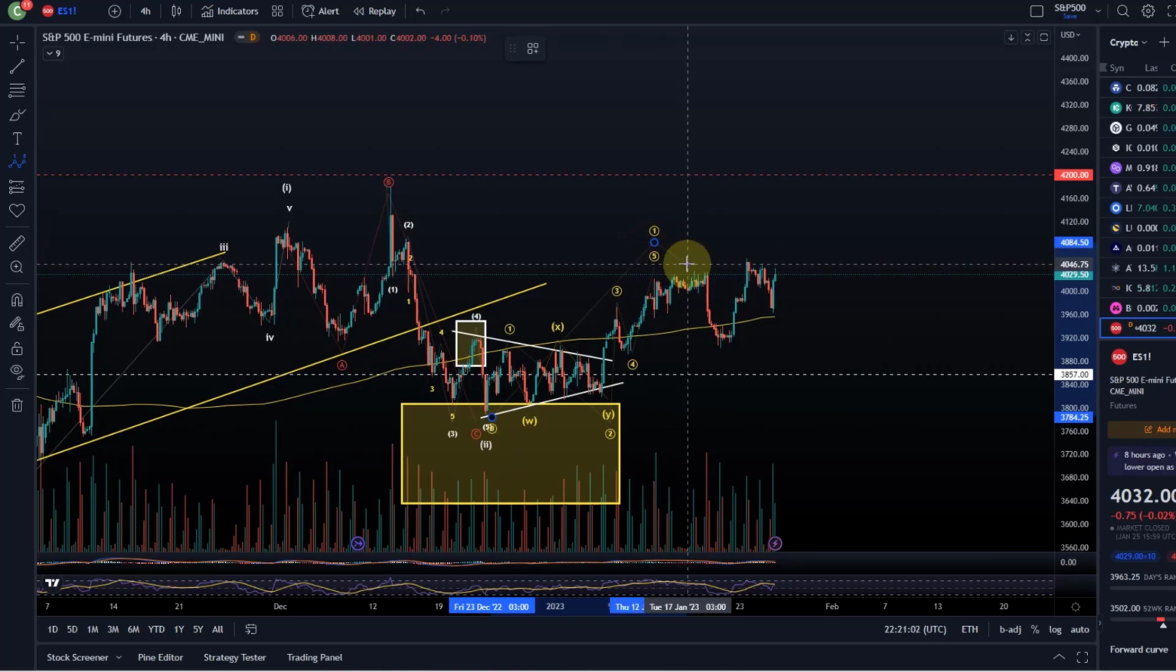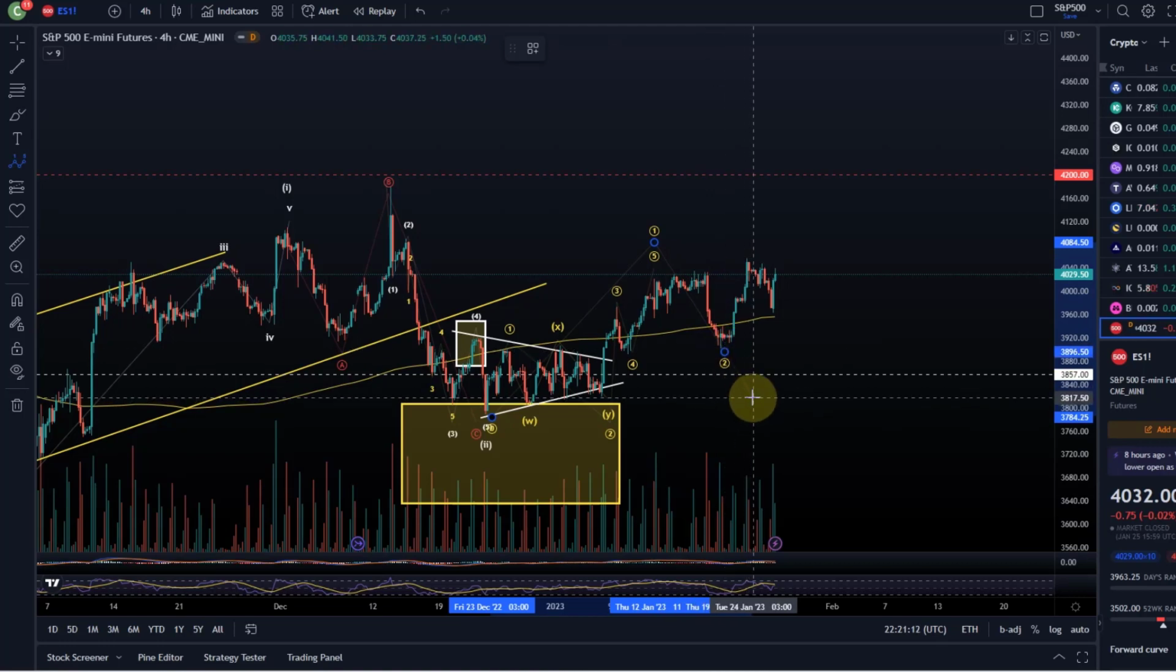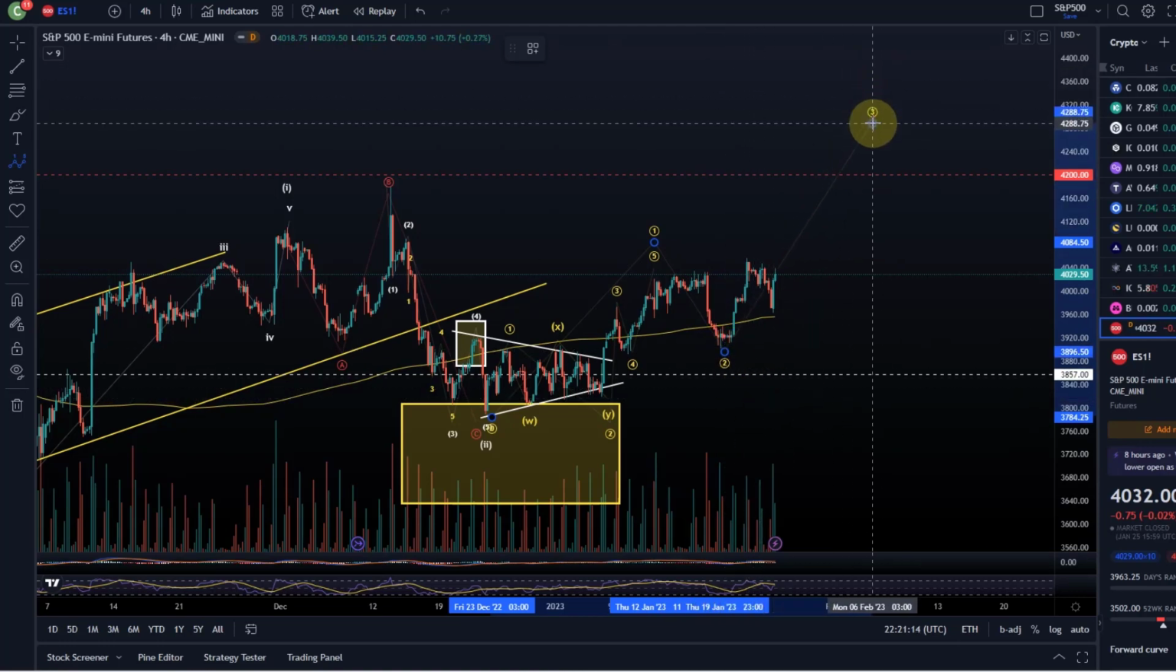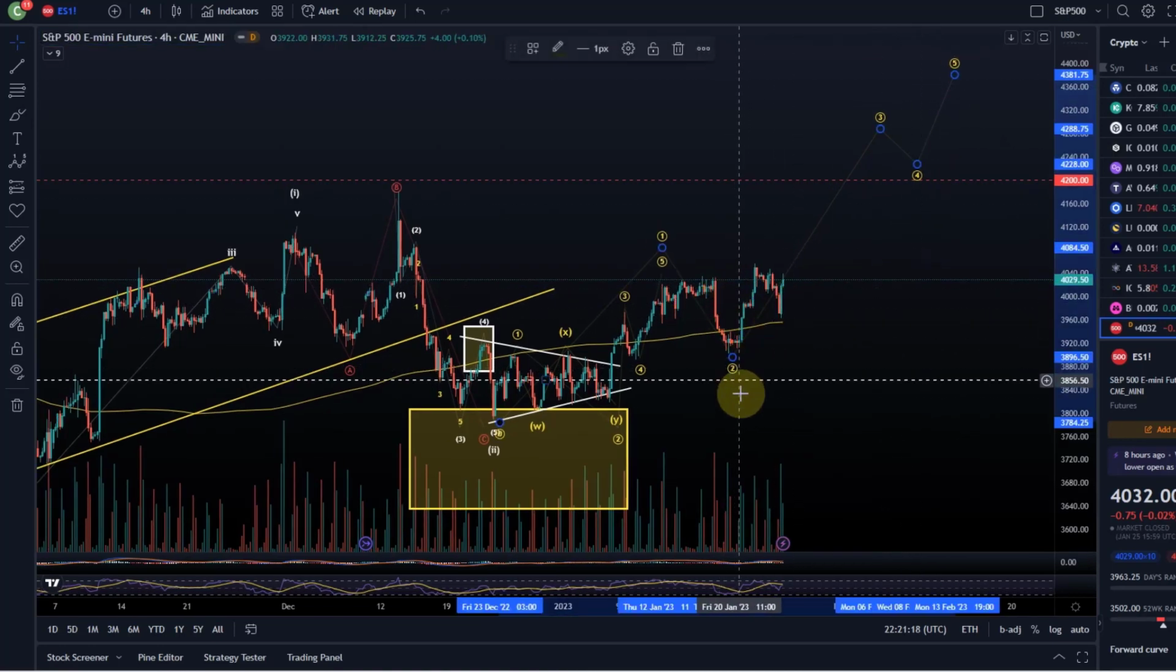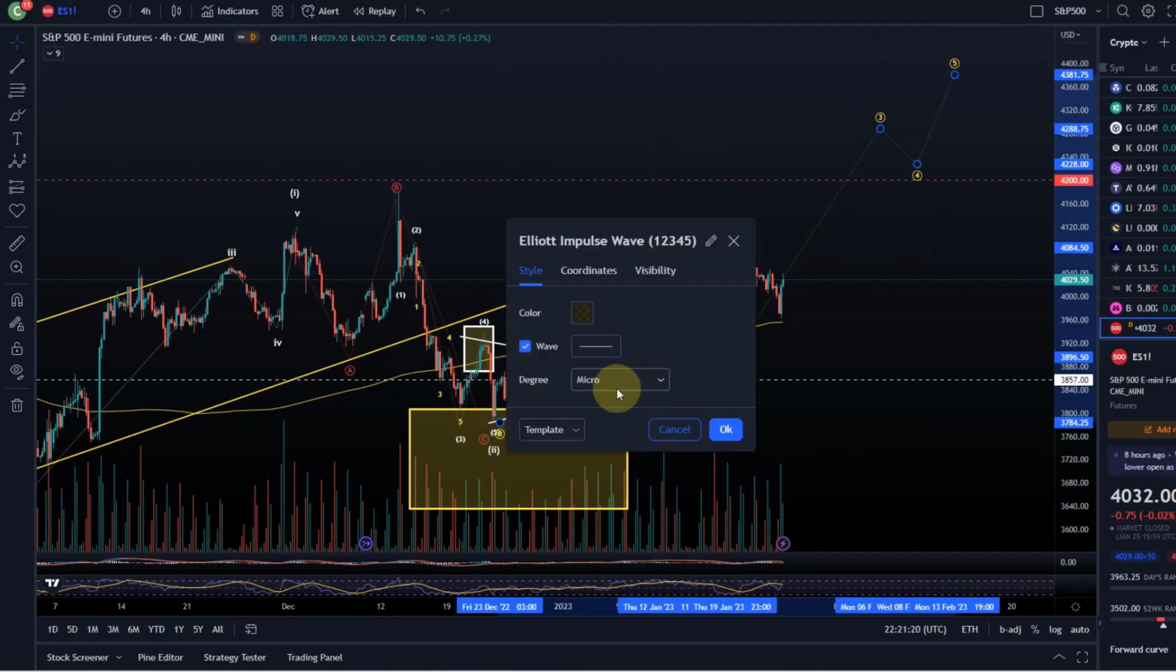My preference would be that this here is another wave 2 down, so that we had basically a small A wave, an overshooting B wave and a C down in a 2, and we would now start to move up in the third wave. That should be a 4th and a 5th. Let me change the wave degree of this one here.